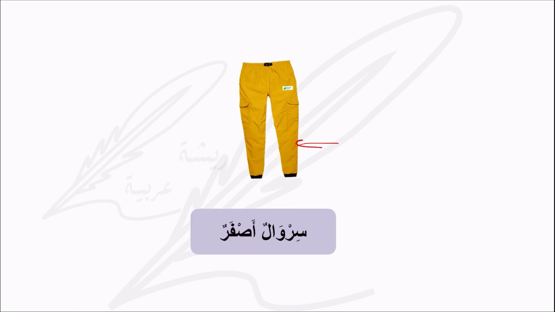Here, what color is this? Ma hadha lawn. It's asfar. So here we are trying to say yellow pants. Yellow pants is sirwalun asfar. Repeat after me. Sirwalun asfar. Good job, everyone.